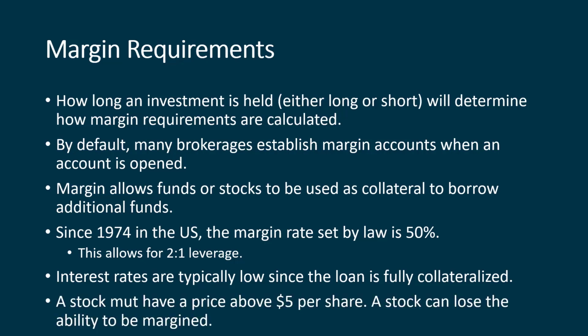A stock must have a price above $5 a share. If you're looking at a $2 or $3 stock, you're not going to be able to buy that on margin. Another thing to be aware of is if you buy a $10 stock and it drops to $4 and you bought that on margin, that stock could lose its ability to be margined. And then you have to come up with the rest that you borrowed if you want to maintain that position. So it's a good idea, if you want to use margin, not to even consider stocks that are under $5 per share.